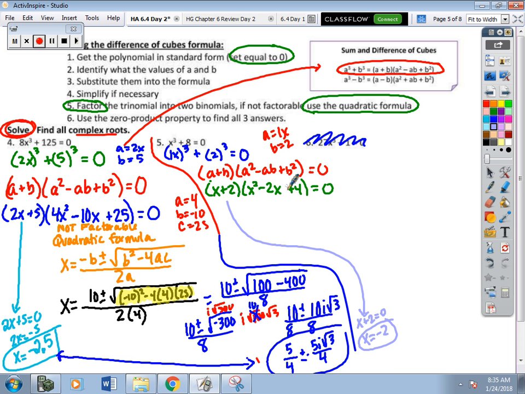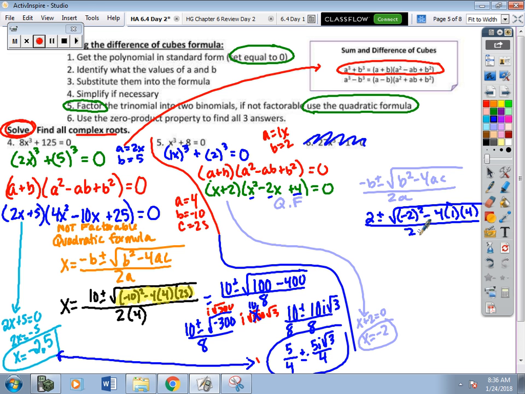Now the other one, this is not factorable. Numbers that multiply to 4 and add to negative 2 don't exist. That's why you have to use the quad formula. Here's my a, my b, and my c. So we should have positive 2, the opposite of b. b squared minus 4 times a. And then our 2a. And then just clean that up.